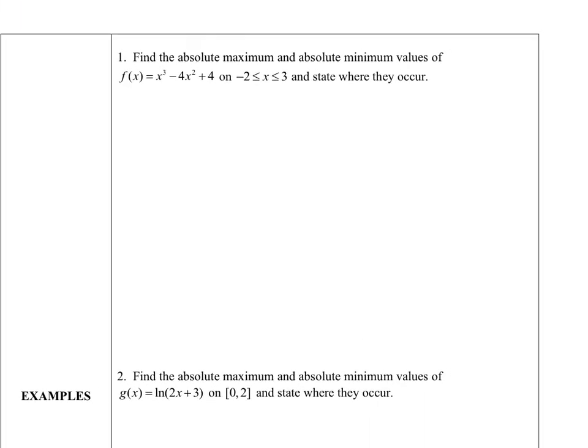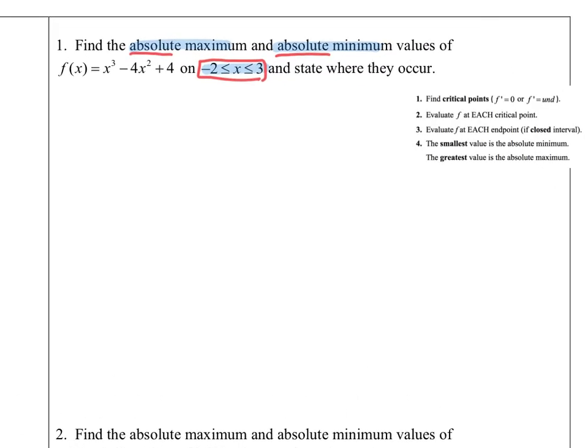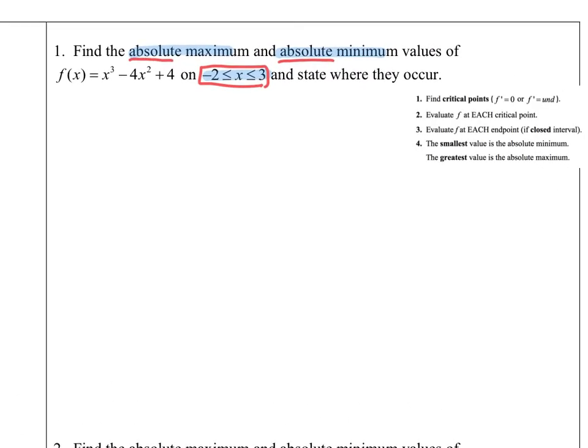This first example says find the absolute maximum and absolute minimum values of a function f of x on this interval and state where they occur. So a few things catch my attention on this. When I see the words absolute max and absolute min coupled with this closed interval, what that tells me is I'm going to do a candidates test. I went ahead and brought the instructions from the front in so we could just follow them.